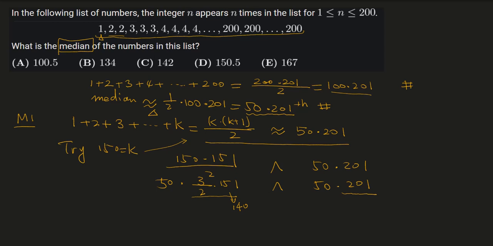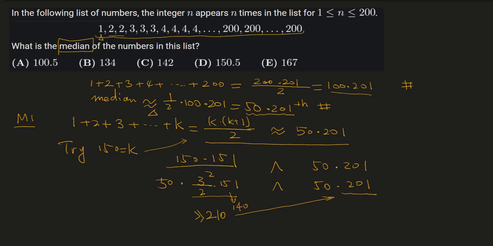140 times 1/2, that is 70, right? And then 70 times 3, that is 210. So actually this number before the shrinkage is much greater than 210. And 210 is certainly greater than this number. Therefore, we know that the actual k for the median has got to be smaller than 150. 150 is actually the upper bound.